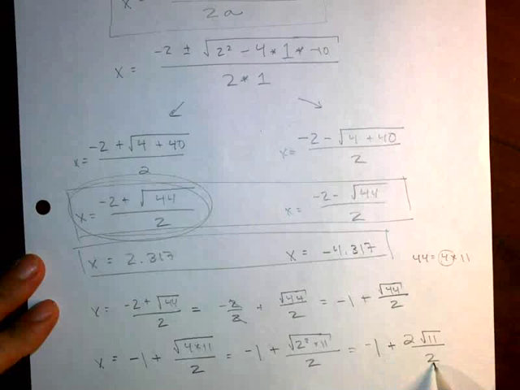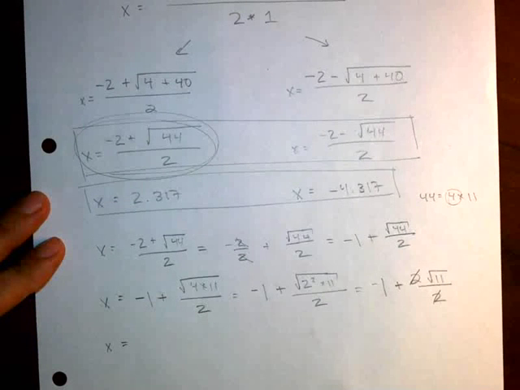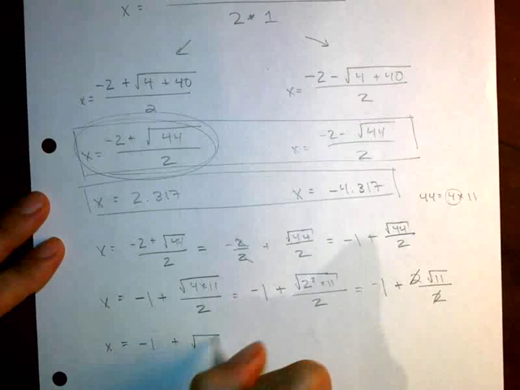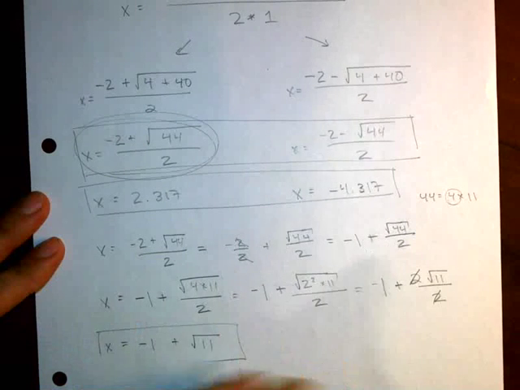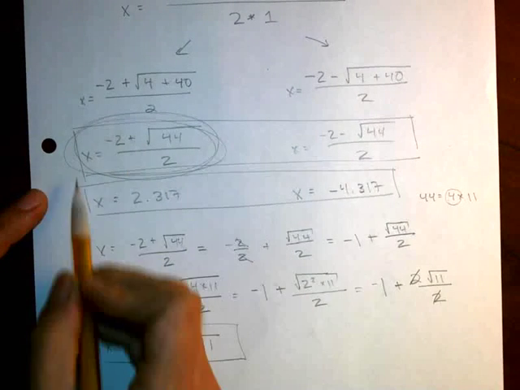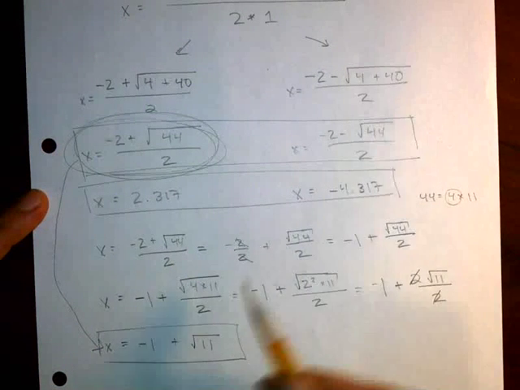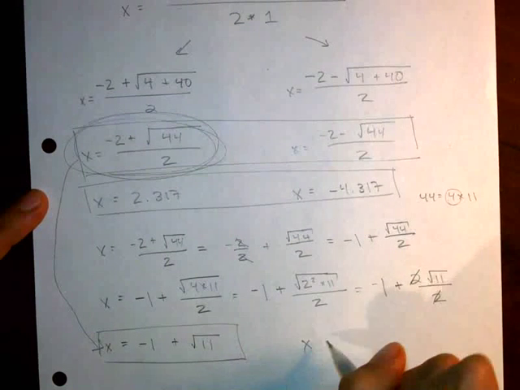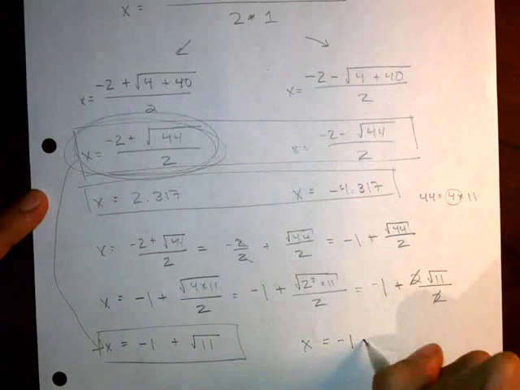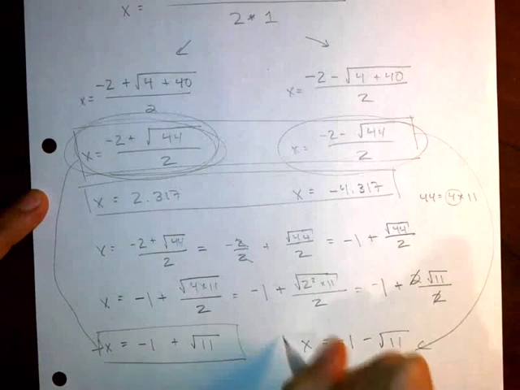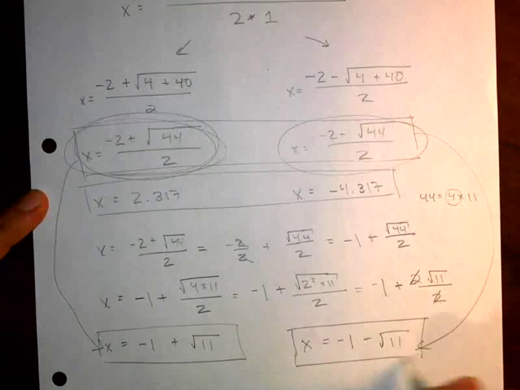So now I have a situation where I have a 2 in the numerator and a 2 in the denominator, and I can cancel it out. So my final, most simplified version of the answer to this, the positive root, is -1 plus the square root of 11. So this up here equals this down here. By the same logic, we could end up with another root, which is -1 minus the square root of 11. So this here equals this down here.